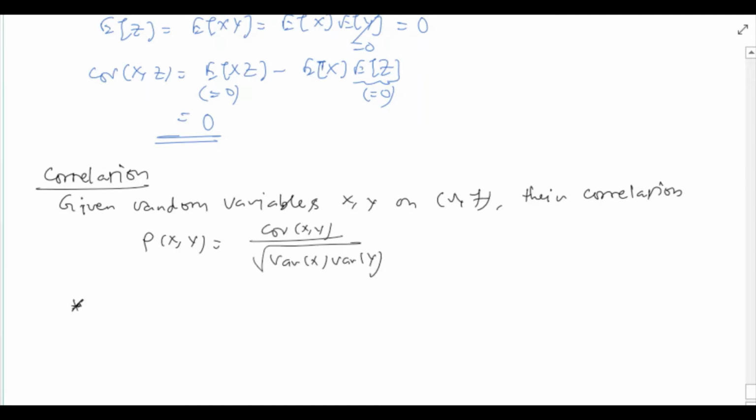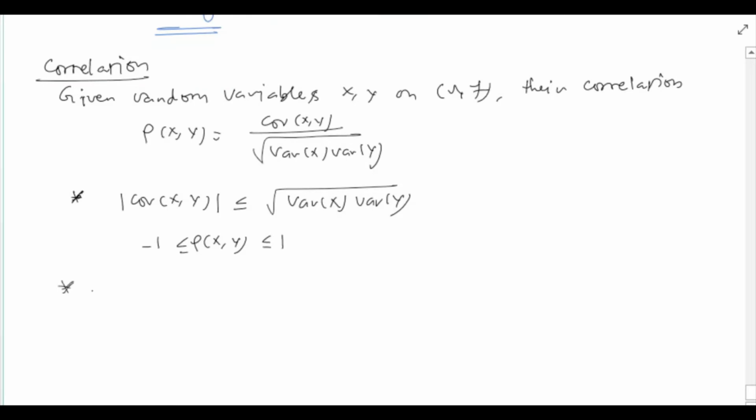For any two random variables x and y, the absolute value of covariance turns out to be less than or equal to square root of product of their variances. This implies that correlation of the random variables x and y is always between -1 and +1.